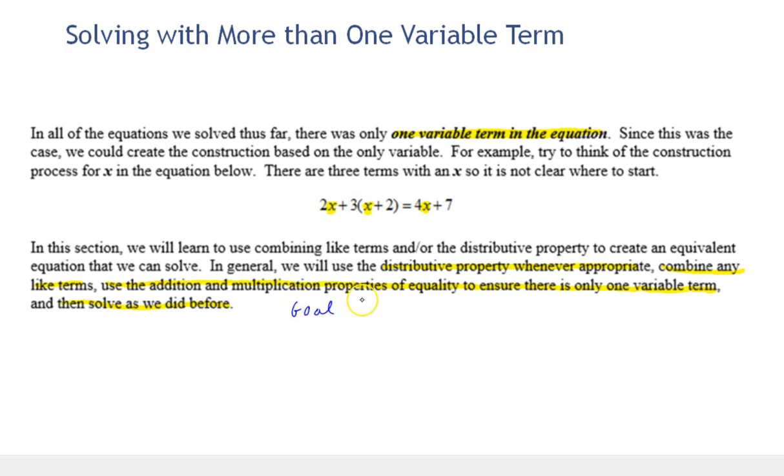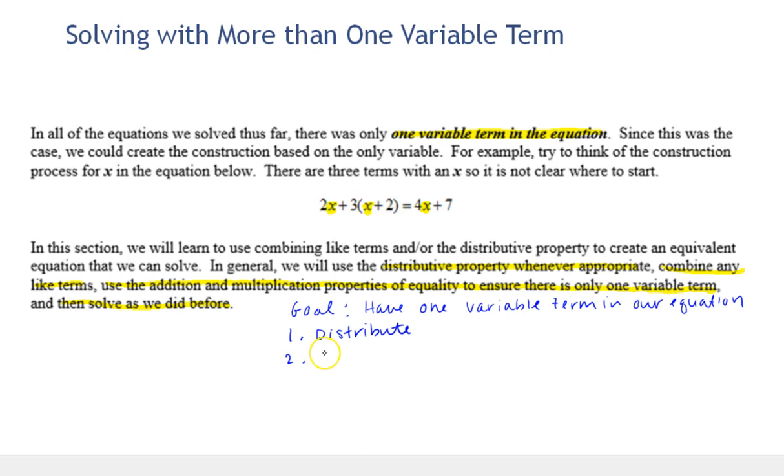So our immediate goal is to have one variable term in our equation. And here's how we're going to achieve this goal and in what order. So first we're going to distribute if this is necessary. So for example, in the equation above, we'd want to distribute the 3 to x plus 2 first. So that way we can combine like terms. Right now the x is trapped in there.